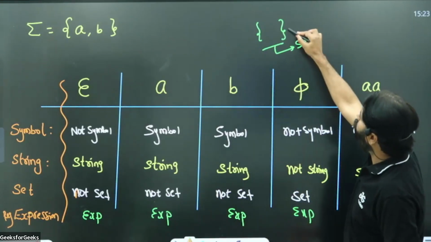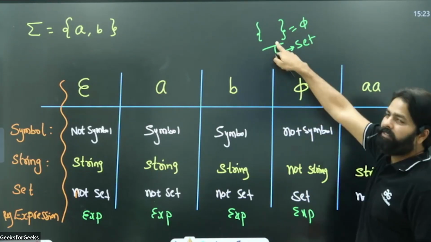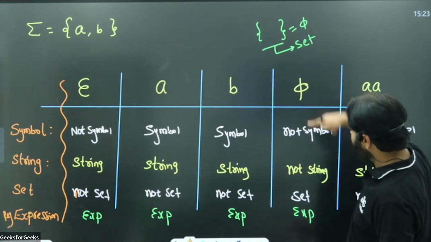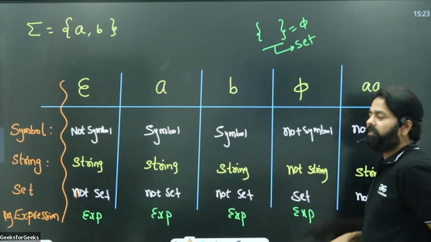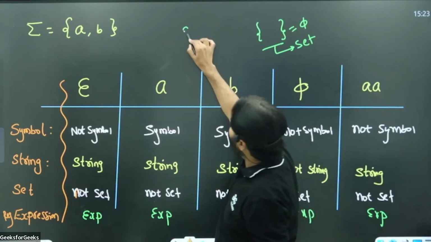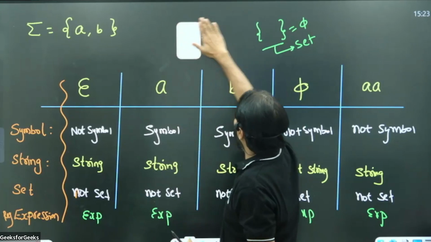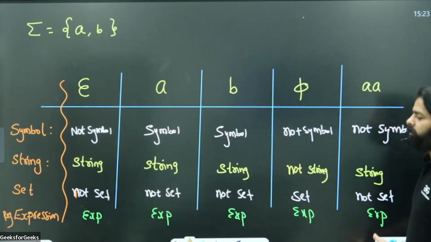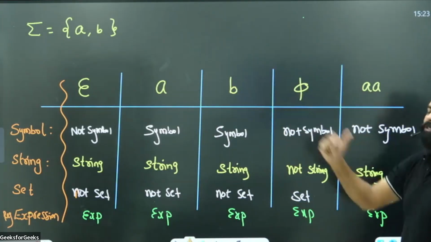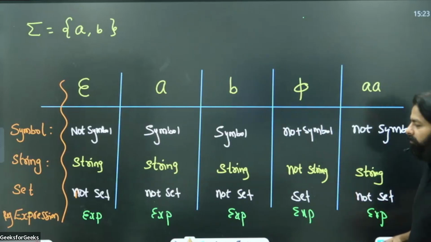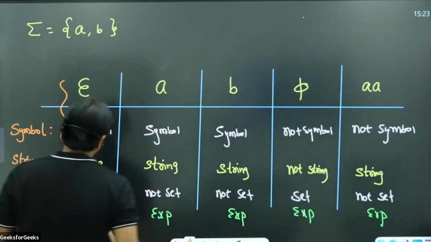And this is also called phi because it has nothing inside. This is a set, but nobody is inside. If you want a set, you can have at least epsilon inside, or you can have somebody from here. Bracket is a must. And who is an expression? All are expressions. So they have a meaning. What meaning do they have?